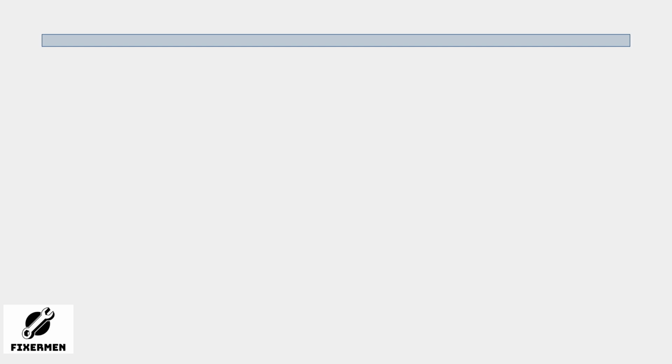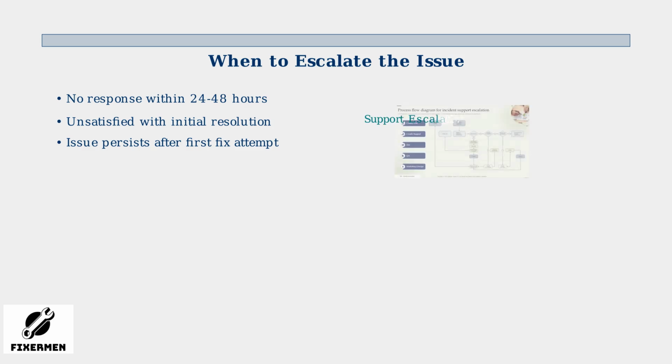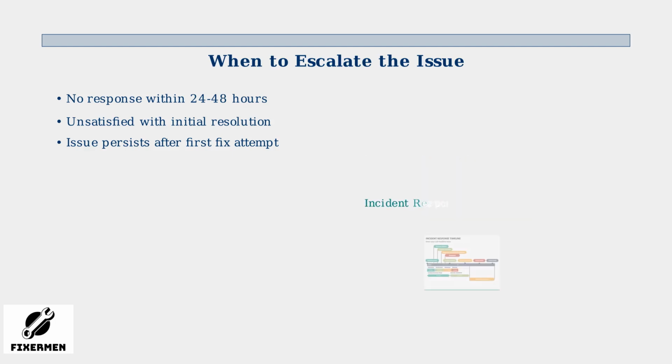Knowing when to escalate your support request is crucial for resolving issues efficiently. Consider escalating if you haven't received a response within a reasonable time frame, typically 24 to 48 hours. You should also escalate if you're unsatisfied with the initial resolution provided or if the issue persists after the first attempt to fix it. These escalation processes are illustrated in various support flow diagrams and incident response timelines. The images show structured paths for handling issues when initial support levels cannot resolve them.